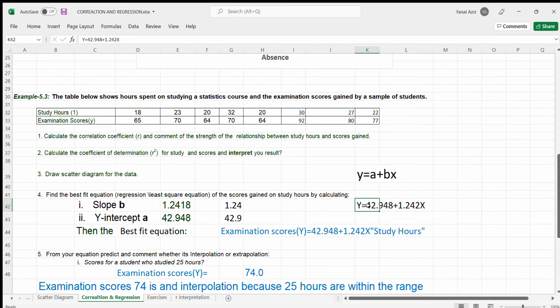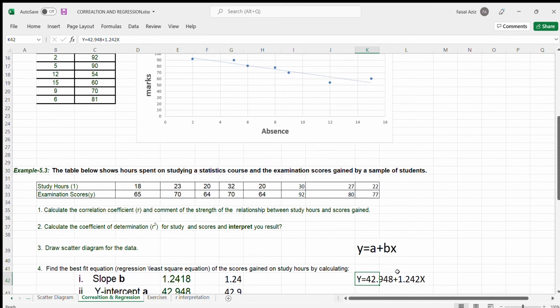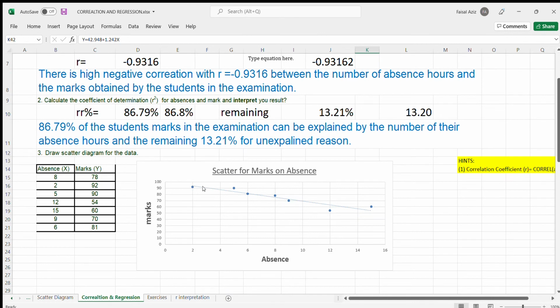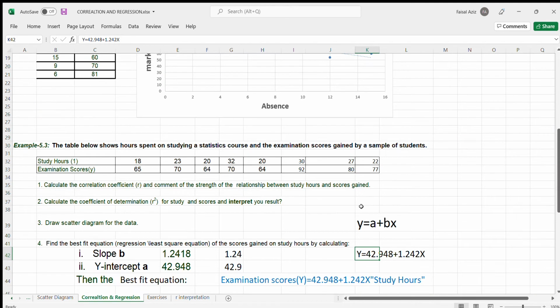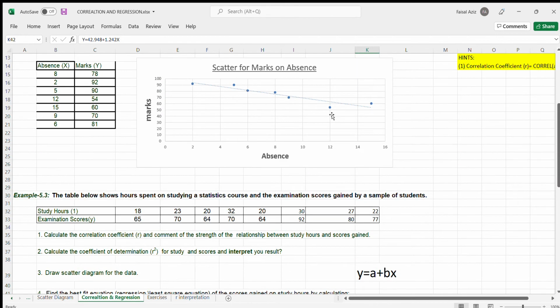Now this is the line. If we put values of the independent variable we will get the value of y, and if we draw this line, we'll get a straight line like this. So the equation for this line, you can see I'm just rolling my cursor on it. So this is the equation for this line.